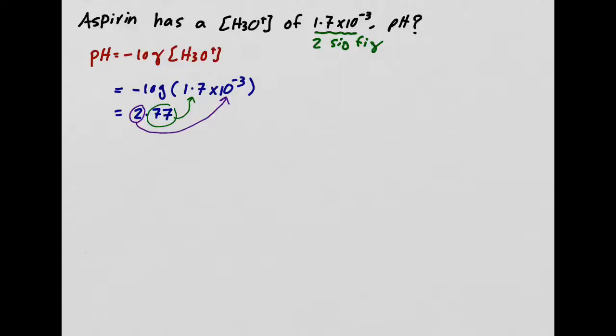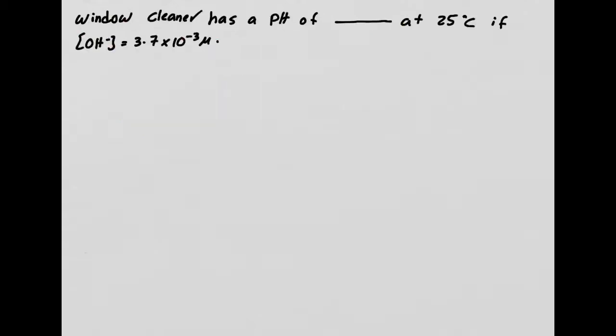Ready for the next practice problem? Let's do it. Pause me, do this, and I'm going to go over it. Window cleaner has a pH of what at 25 degrees Celsius if the hydroxide concentration is 3.7 times 10 to the minus 3? There are 2 ways to solve this problem.